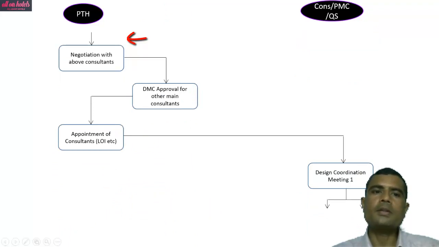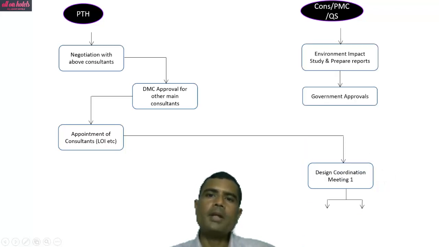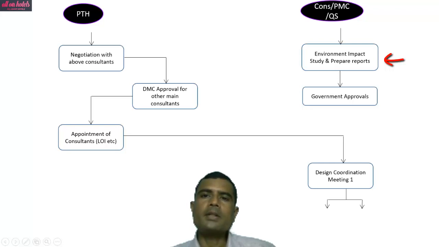The project team at hotel, they negotiate with all the above consultants. Then DMC approval is done for all other main consultants. Then for appointment of consultants, a letter of intent is given by the project team at hotel. Then the first design coordination meeting happens. The environment impact study is done by the environment consultant. He prepares the report. Government approvals are taken by the environmental consultant.